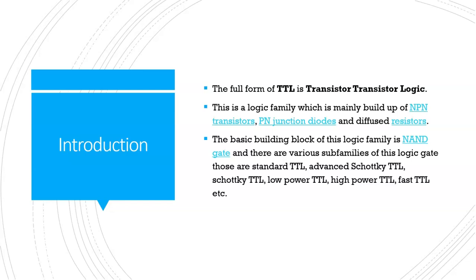And there are different forms of TTL gates, and logic families have been developed. One of the families is standard TTL, advanced Schottky TTL, low power TTL, high power TTL, fast TTL, open collector TTL, and tri-state logic TTL. Different logics are present like that. In this video I will try to cover standard TTL.